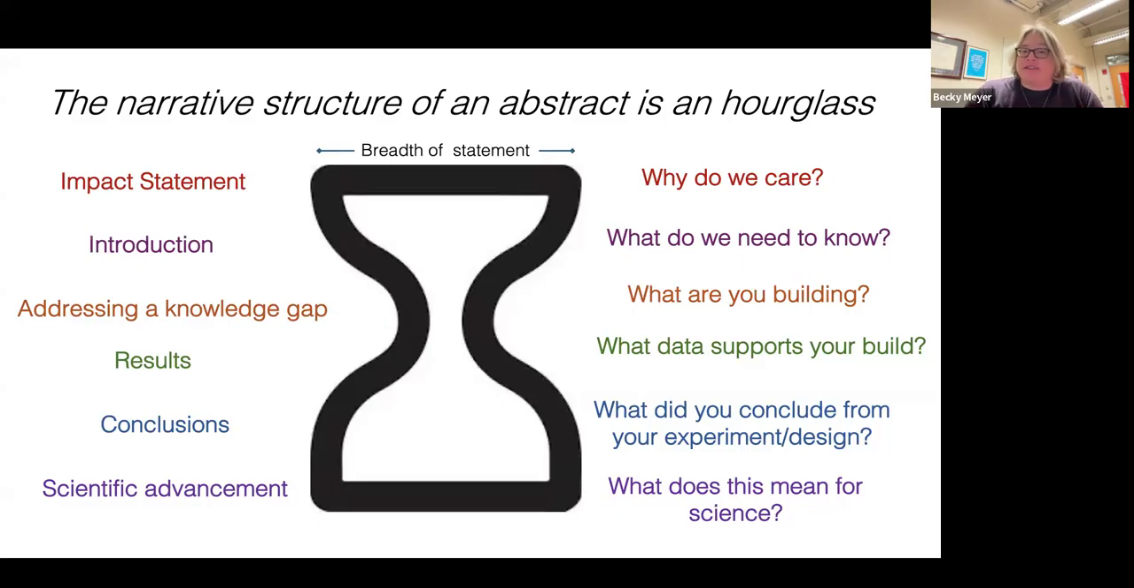So the first one is the impact statement. This is essentially why do we care about your project? You then have an introduction where you tell us what we need to know to understand what's going to happen. You then address a knowledge gap, which is for you what you built for your project. And then if you have results, we talk about those after. Finally, conclusions that you drew. And then at the very end, you talk about the scientific advancement. So I'm going to break those down sort of piece by piece. And then hopefully you'll get your slides at the end so you can just use these as prompts and design your abstract that way.